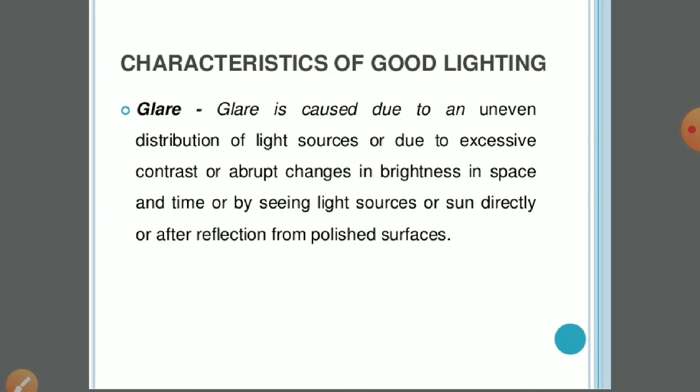That means you can define glare as an unusual sensation caused upon the human eye while exposing the eye to a bright source of light. That is called glare. Okay, so one of the characteristics of good lighting is that there should not be any glare while designing a lighting scheme. That's one of the important characteristics.